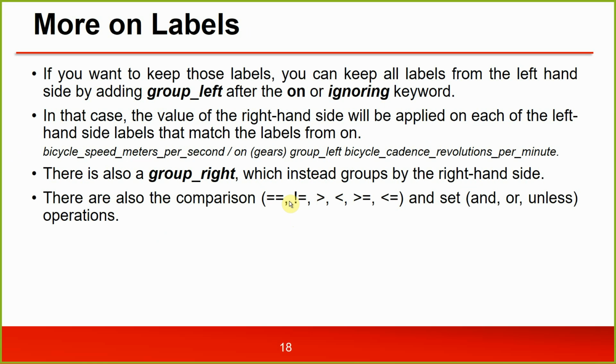If you want to keep those labels, we can keep all labels from the left hand side by adding group_left after the on or ignoring keyword. In that case, the value of the right hand side will be applied on each of the left hand side labels that match the label from on. So bicycle speed meters per second on gears, group_left. So it will take all the values from the left hand side and only gears from the right hand side. There is also a group_right, which groups by the right hand side values instead.